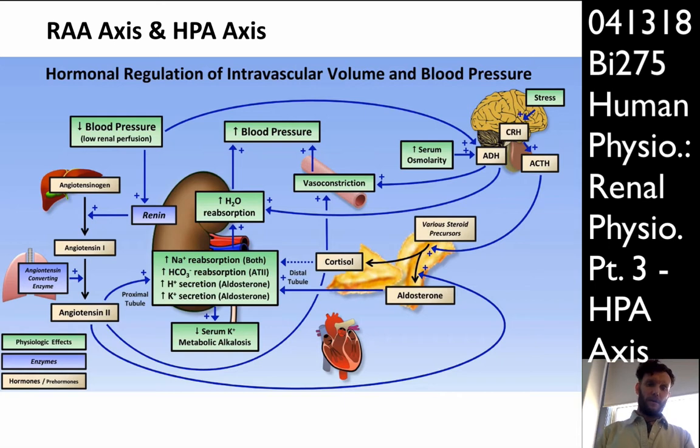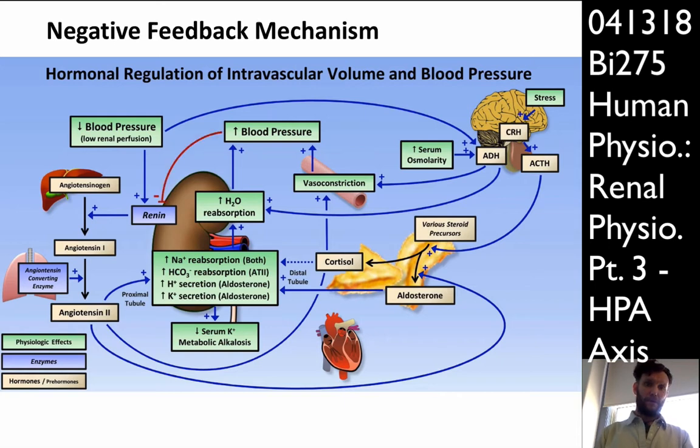Now, I may be wrong here, but the next step, yeah, I'm right. The next step is to just turn it off. We got to turn it off. There's got to be some negative feedback mechanism that's going to turn this whole mess off. Well, if there's an increase in blood pressure, the first thing that happens, it's going to turn off renin. And in so doing, it's going to turn off the whole RAA axis. That whole side of the cascade is going to get downregulated. So increase in blood pressure decreases the production of renin by the juxtaglomerular cells.